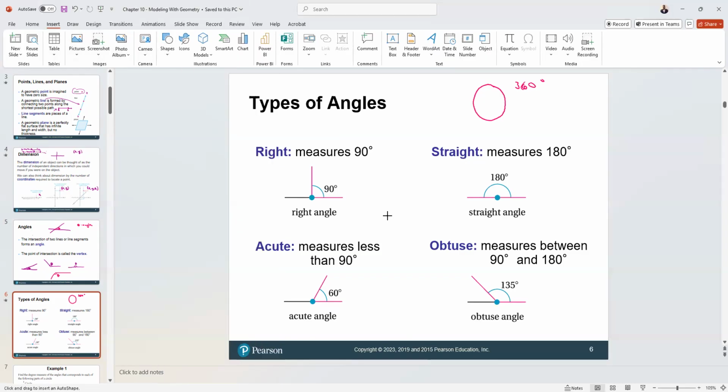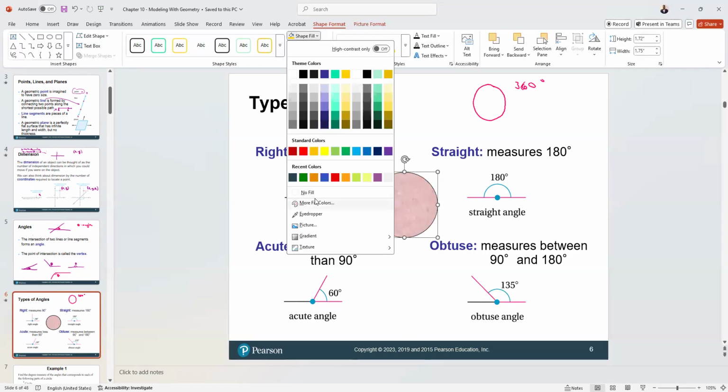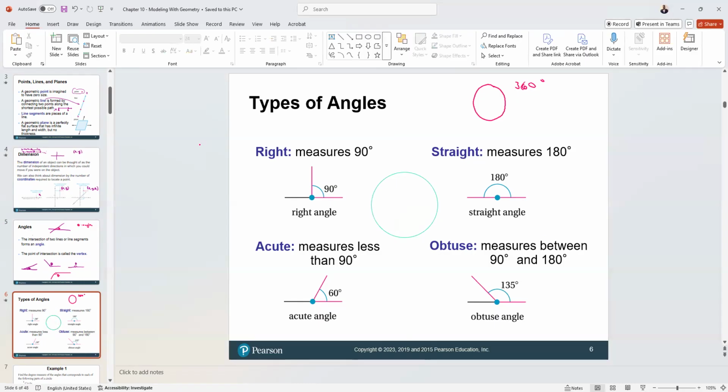If I use a circle like this, not filled up, and just take this circle with a big color to make sure we see it. If I want to divide this circle into four equal parts, remember the X, Y, Z, we know each quadrant here is 90 degrees. So 90 degrees is a right angle.